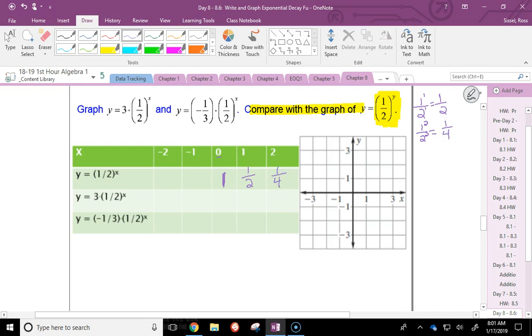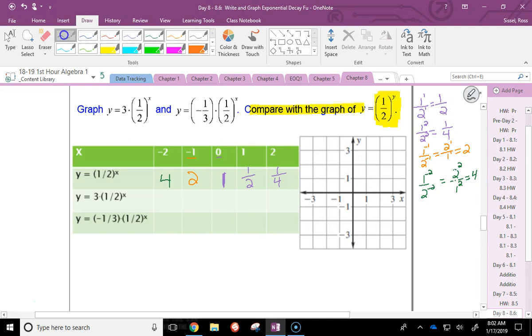Okay. We're going to go to this one now. Negative 1. So I have 1/2 to the negative 1. That will come out to 2. Negative exponents, so you reciprocate them. And 2 to the first power is 2. And then the last one, negative 2, so 1/2 to the negative 2. We reciprocate those. 2 squared over 1 squared is 4.